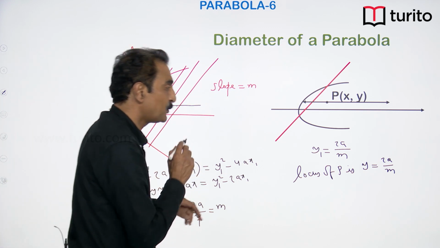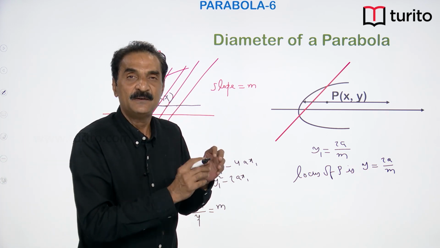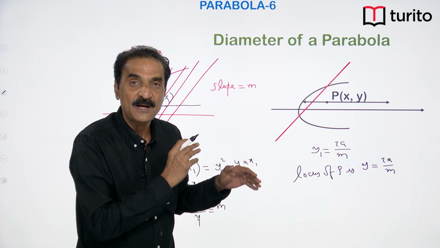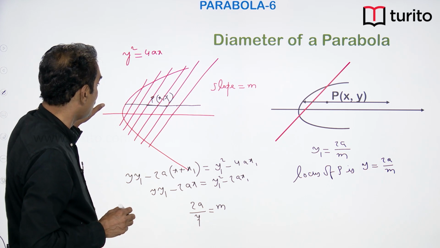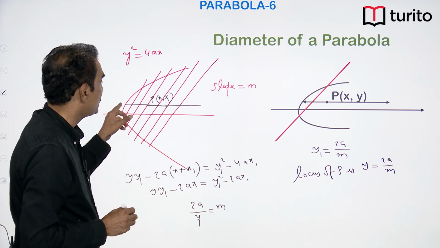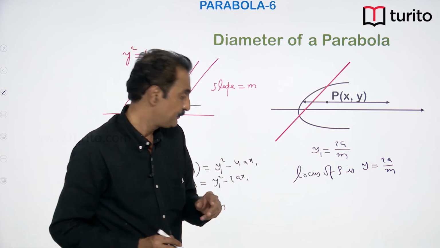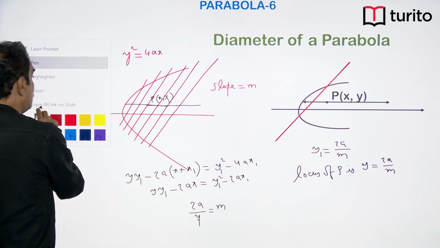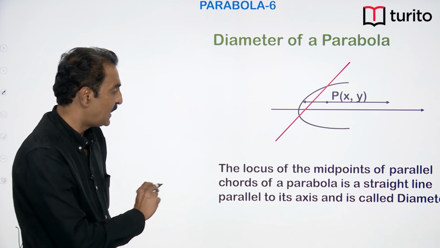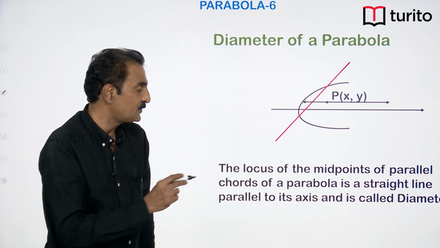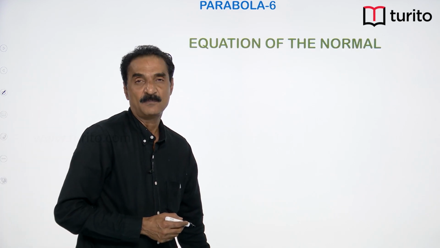So, it is proved that the locus of the midpoints of a system of parallel chords is a straight line, and we also proved that that line is parallel to the axis of the parabola. So, for chords of fixed slope m, the corresponding diameter is given by the equation y is equal to 2a by m. The locus of the midpoints of parallel chords of a parabola is a straight line parallel to its axis. It is called diameter.